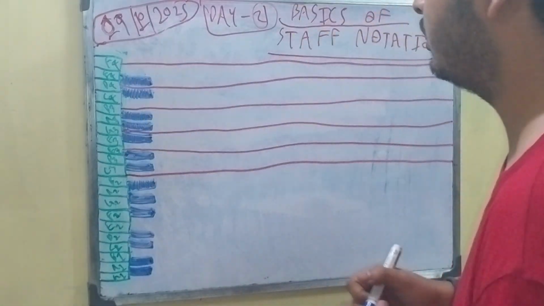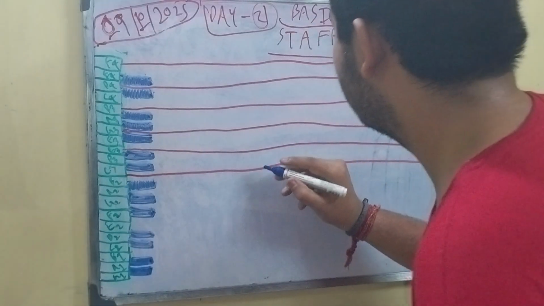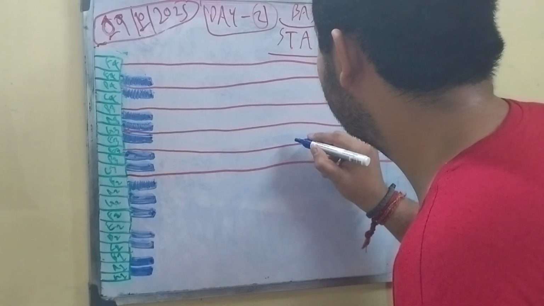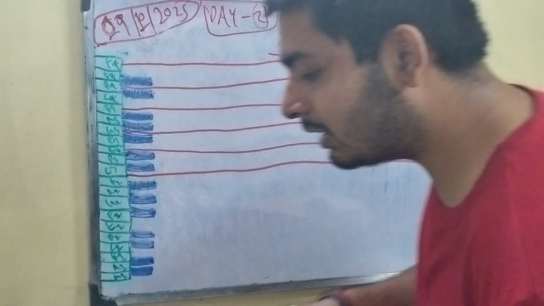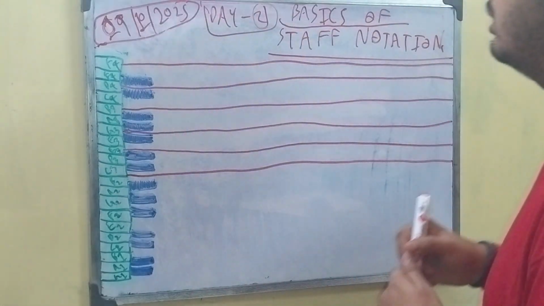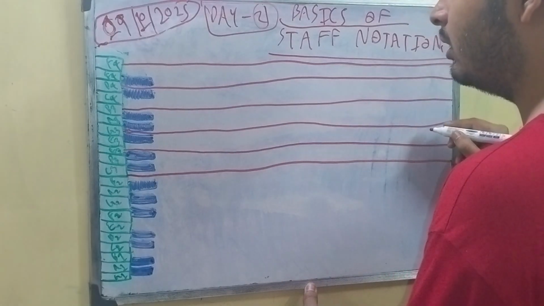So now I'm going to draw circles to teach the notes. Before drawing circles, I'm going to draw the clef in order to be more clear. This is the way to draw a treble clef.